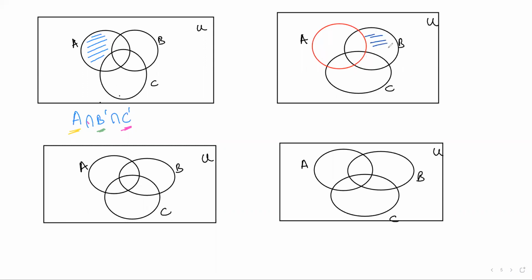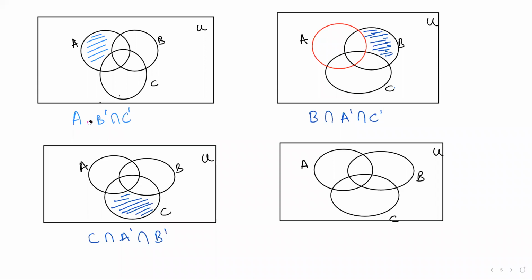We need this shaded region: elements present only in B and not in A or C. So this would be B intersection A complement intersection C complement. You have to take the complements of those sets which are not involved. A and C here are not involved, hence A complement and C complement, and the intersection of all 3. If you have to consider only this region, that means elements present only in set C, not common with A or B, then it is C intersection A complement intersection B complement.